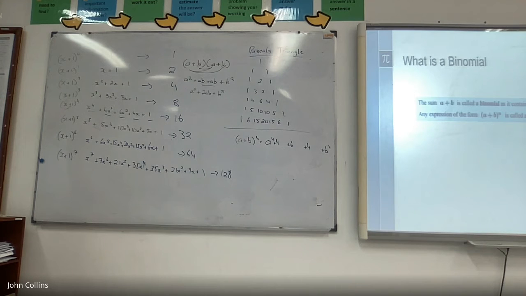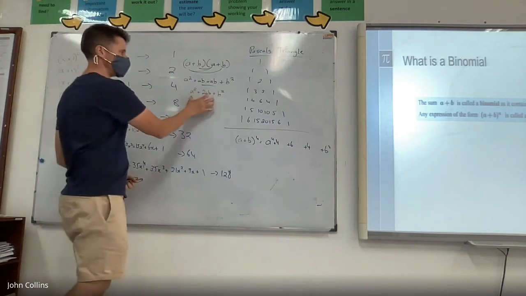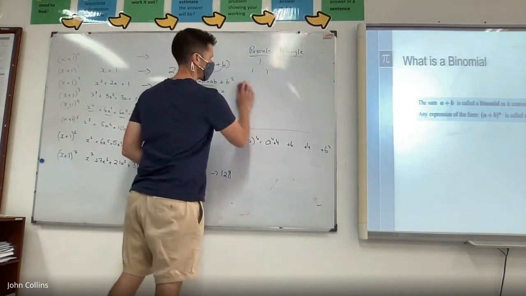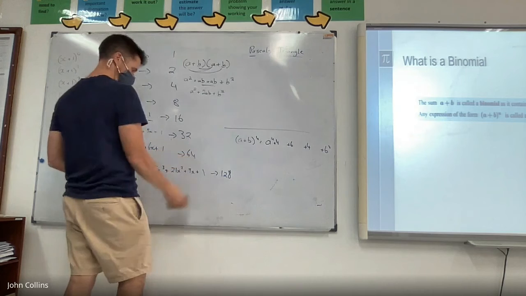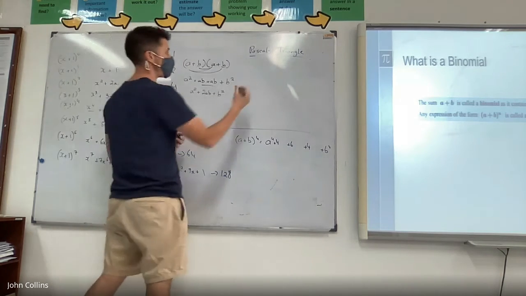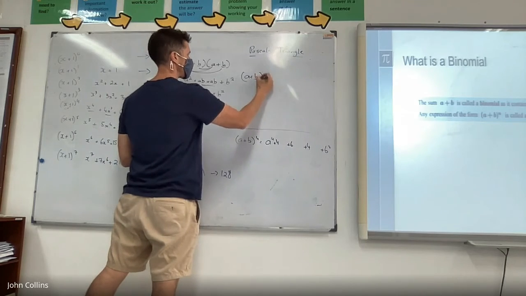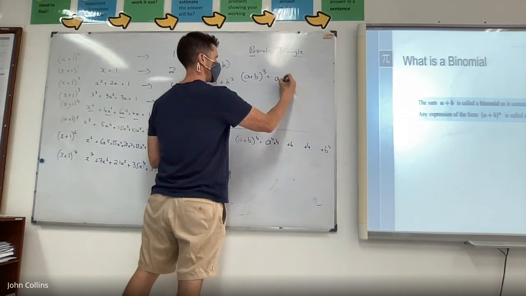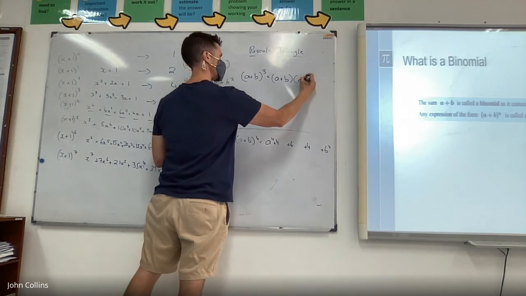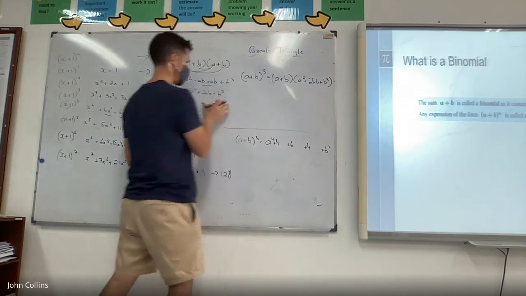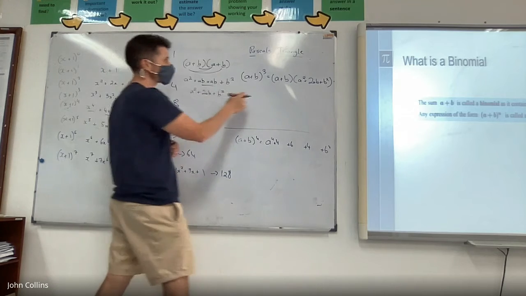Maybe we need to do another. Maybe if we had the cubed one, we might see what it looks like. We'll do another one of these. So in order to find a plus b cubed, I'll take the previous answer and multiply it by a plus b. A plus b times a squared plus 2ab plus b squared. So just do it one more time.